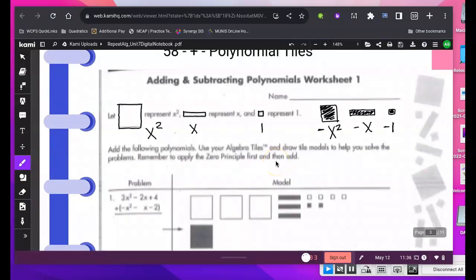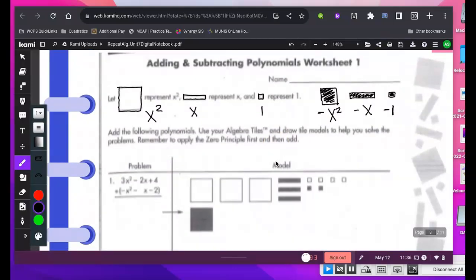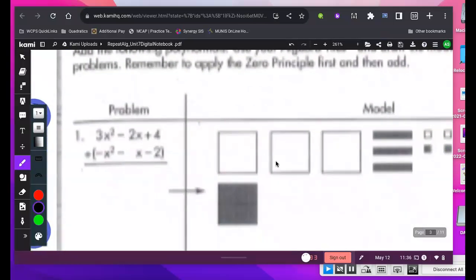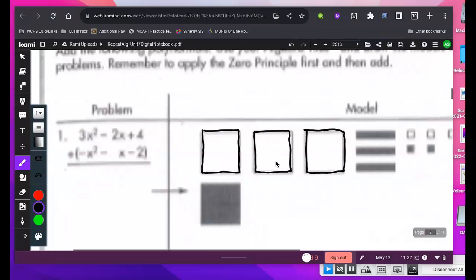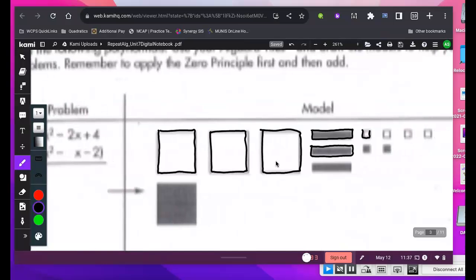So number 1 is already drawn for us. So number 1, it says 3x to the second power. So I'm reading the polynomial over here, 3x to the second power. So that's why they drew 3 positive x squared boxes. And then I have negative 2x. So that's why they have 2 of these shaded in ones. That's negative 2x. And then positive 4. So that's why they have 4 of these little tiles.